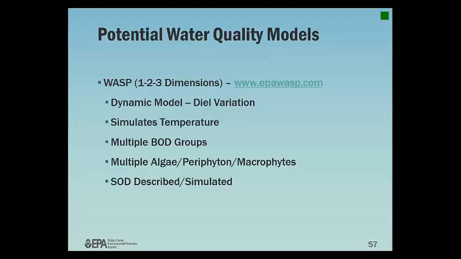All right, the last potential water quality model is WASP, which is a 1, 2, or 3-dimensional model. It is a dynamic model that can include diel variations. It simulates temperature, can handle multiple BOD groups, and has multiple algal, periphyton, and macrophyte groups. You can either describe SOD to the model or have it simulated using a sediment diagenesis algorithm.